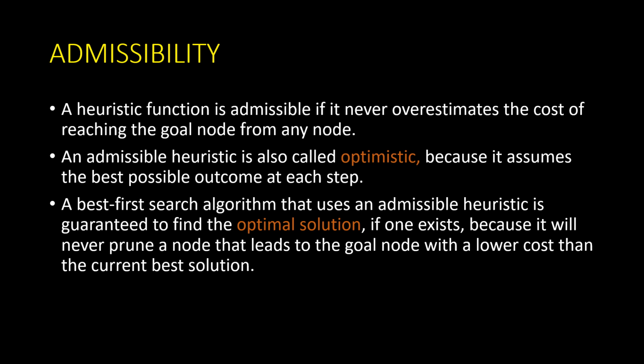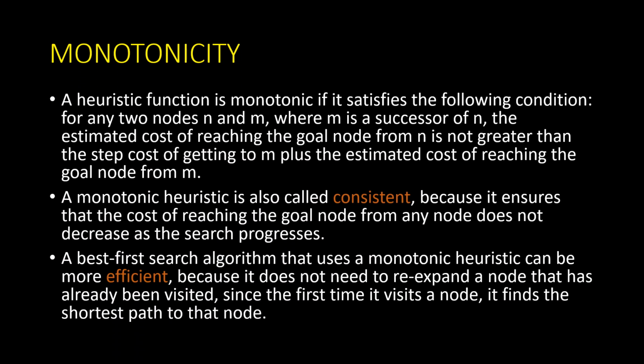The best first algorithm that uses an admissible heuristic is guaranteed to find an optimal solution if one exists, because it will never pull a node that leads to the goal node with a lower cost than the current best solution. It is also important to note that a search algorithm is admissible if and only if for any graph it always terminates. And the next topic is about monotonicity.